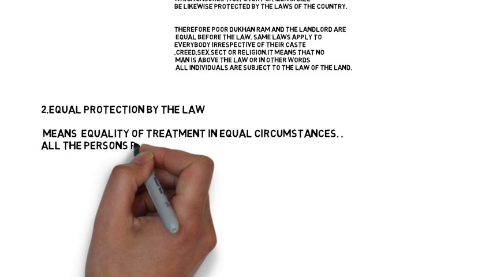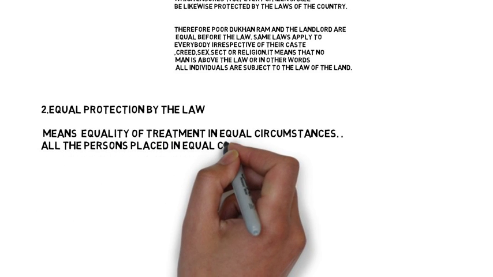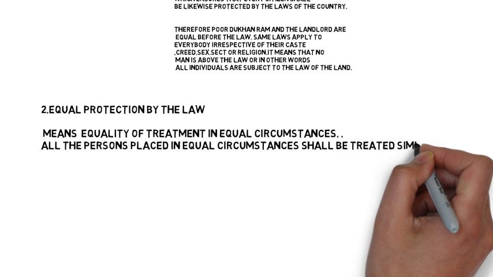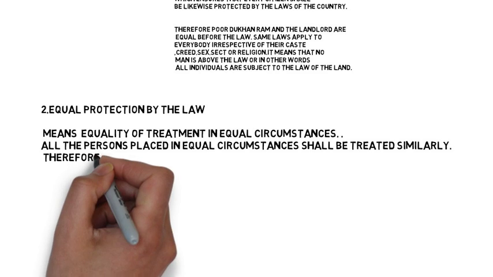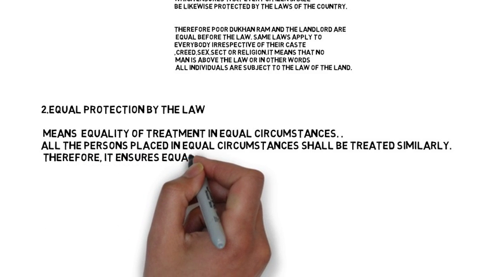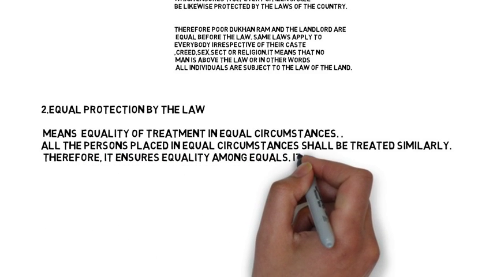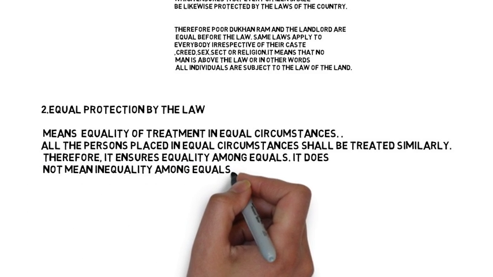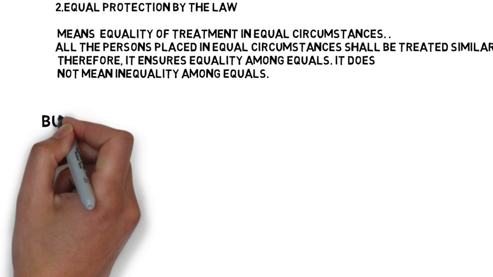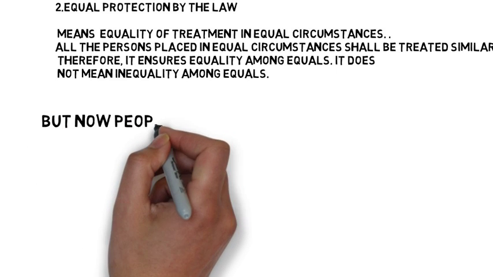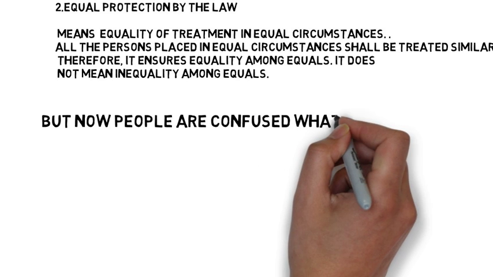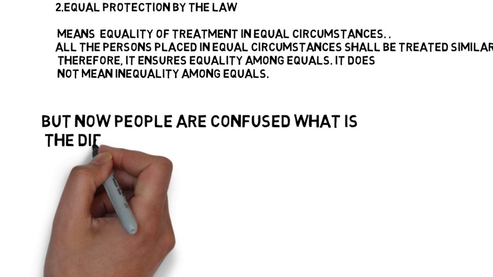Now, what does this equal protection by the law mean? This means equality of treatment in equal circumstances, which means equals will be treated equally and unequals will be treated unequally. In other words, all the persons placed in equal circumstances shall be treated similarly. Therefore, it ensures equality among equals. It does not mean inequality among equals.